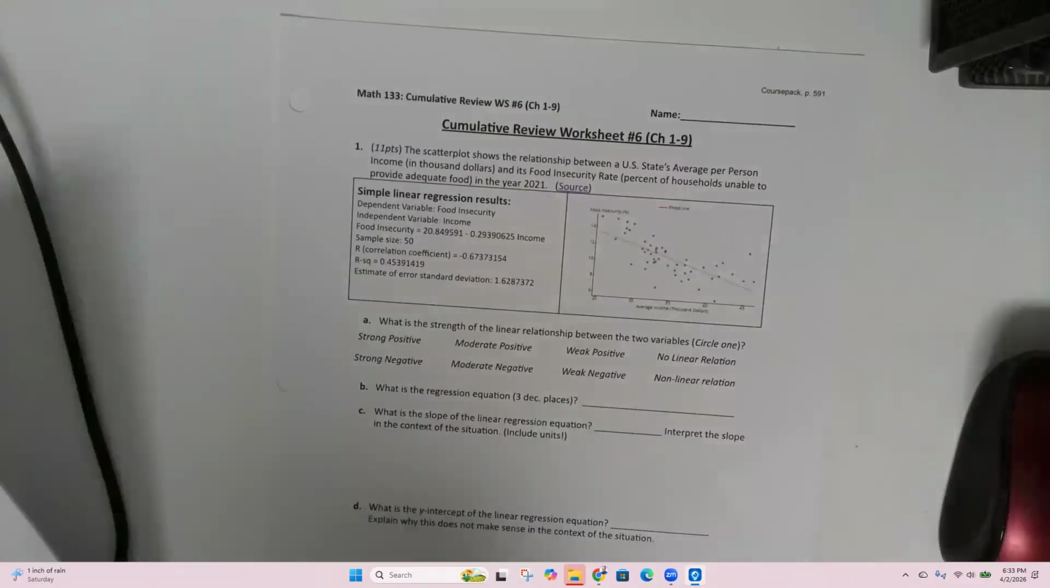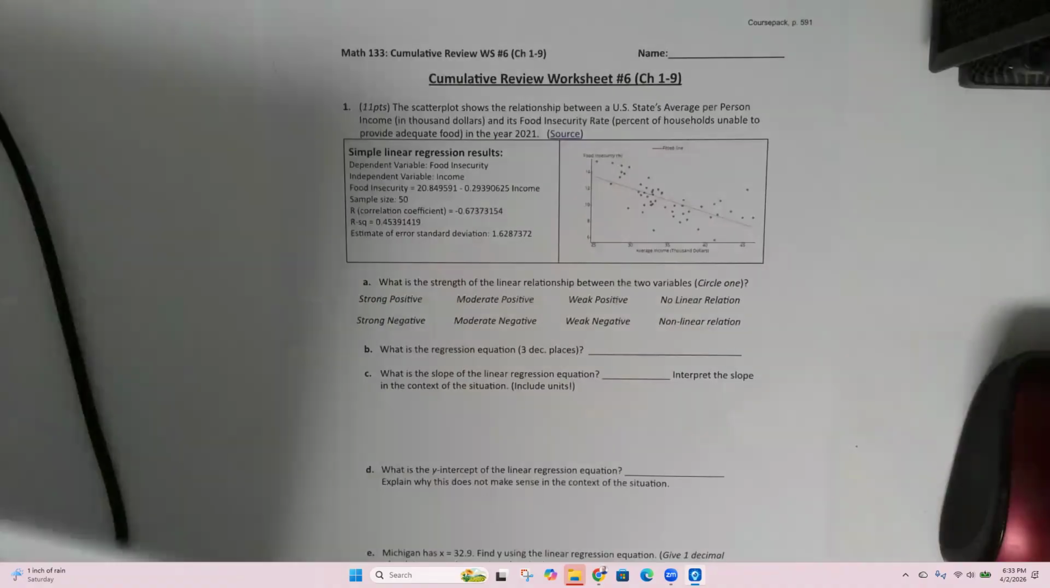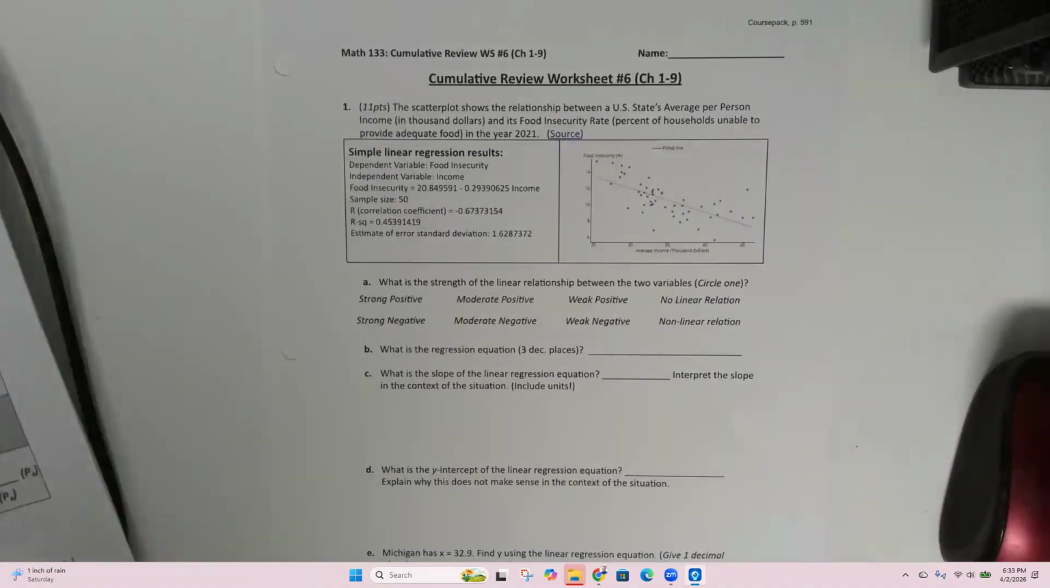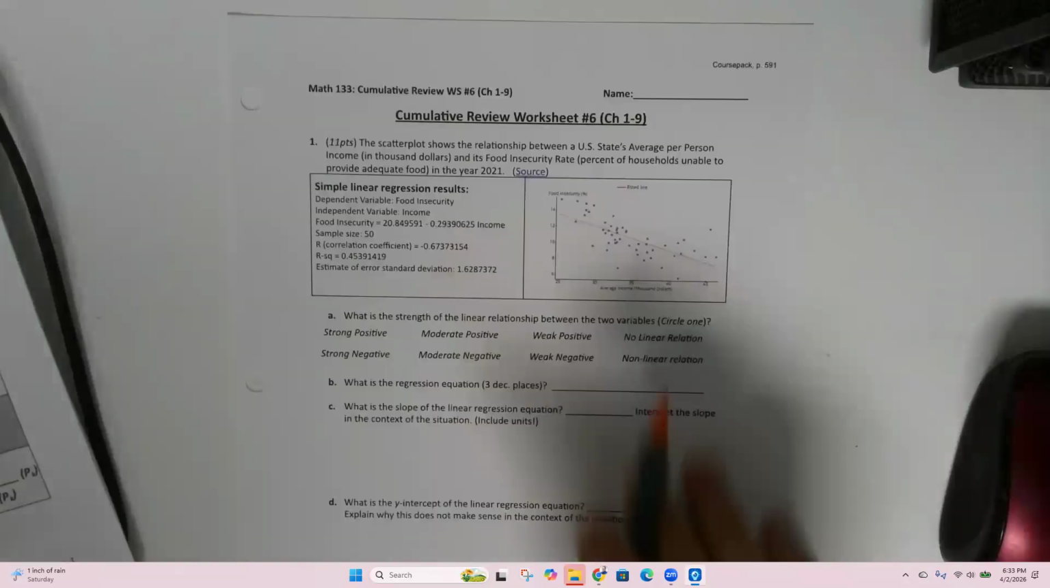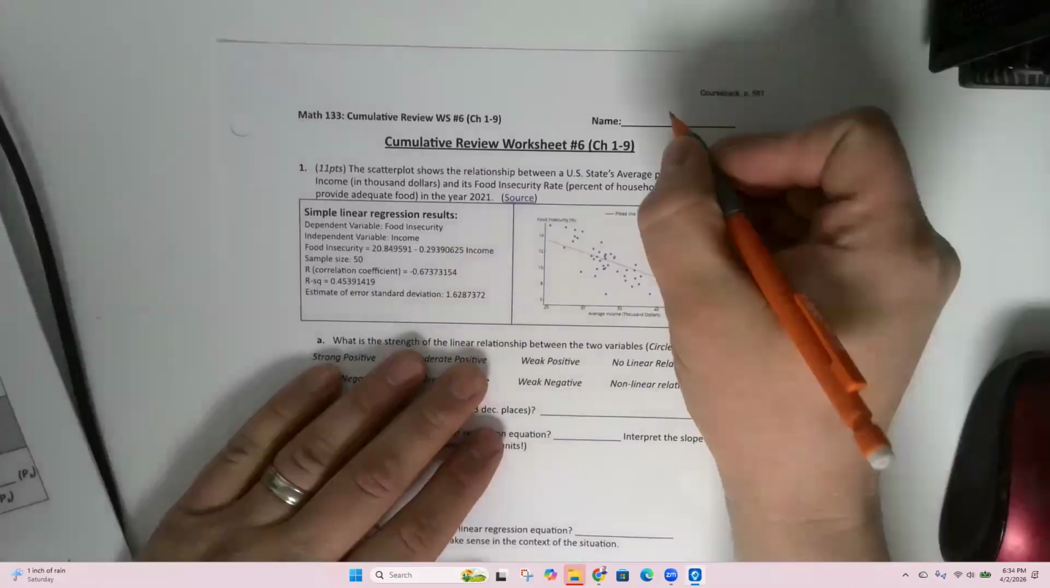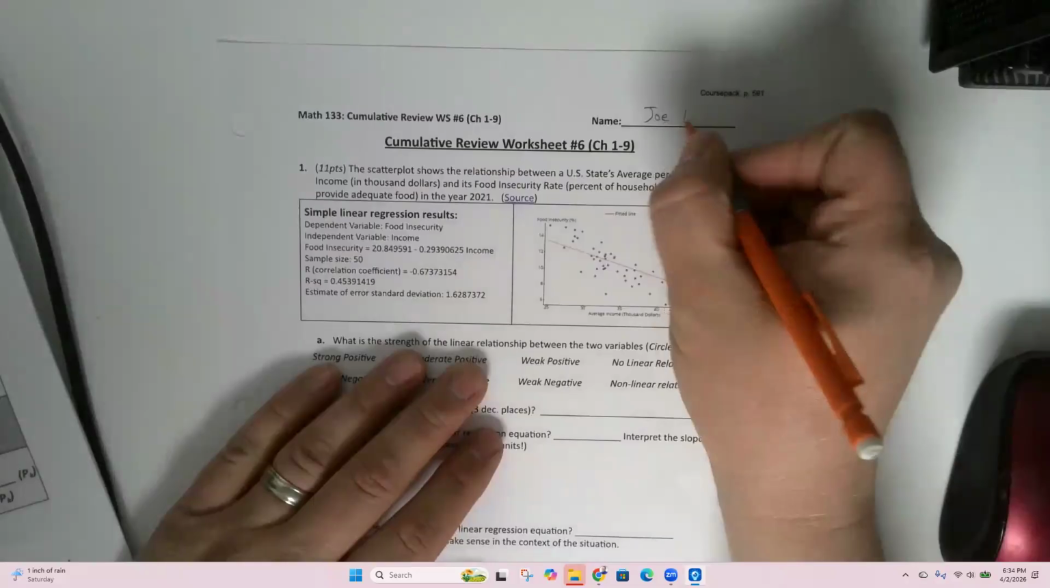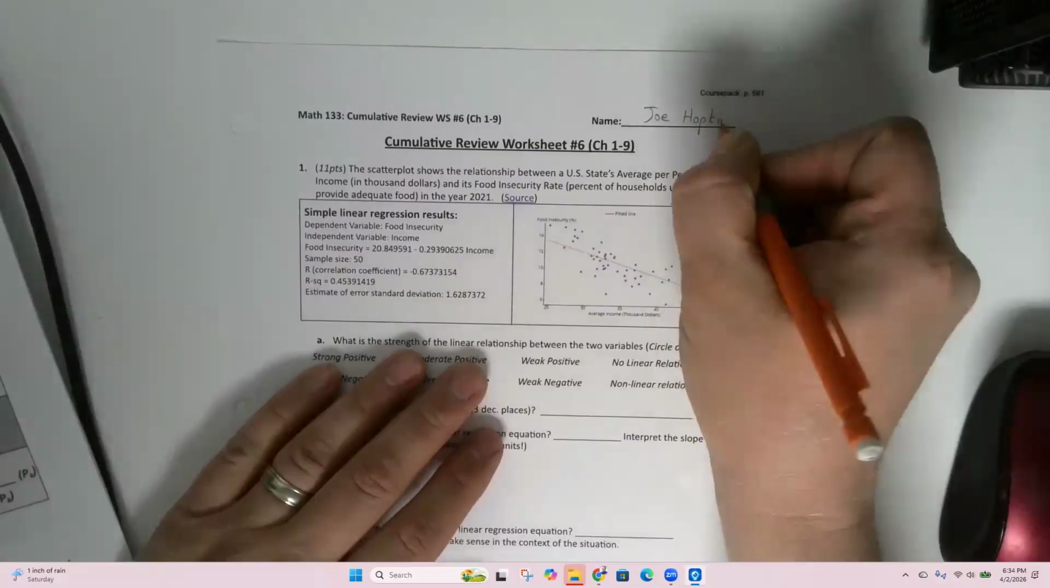So anyway, if you want to practice for the final, you can try out cumulative review 4 and 5. Today, though, cumulative review number 6, page 591. I'll go through and give you some hints.